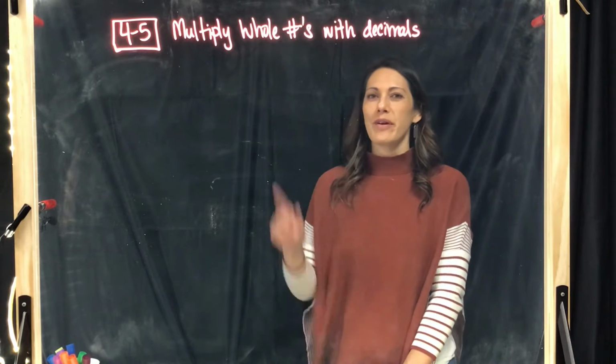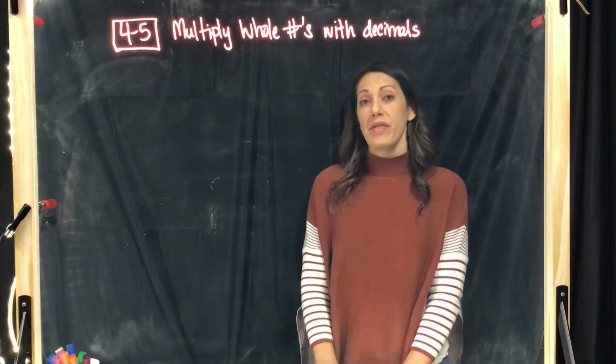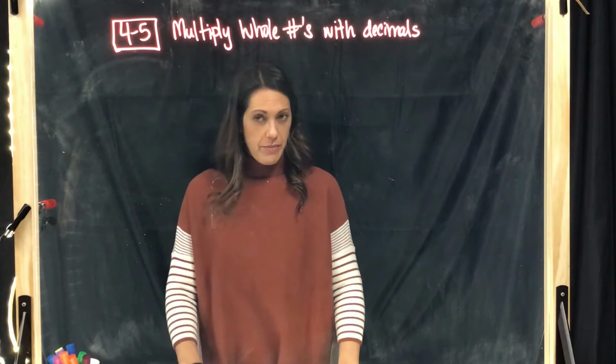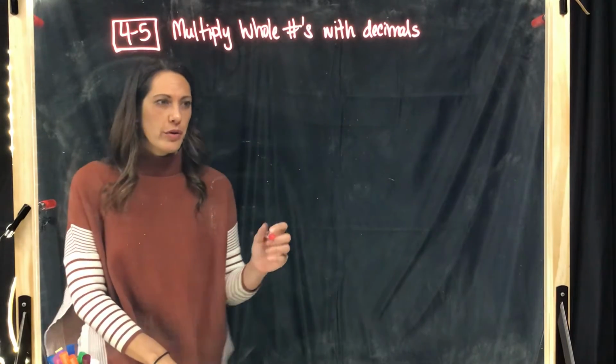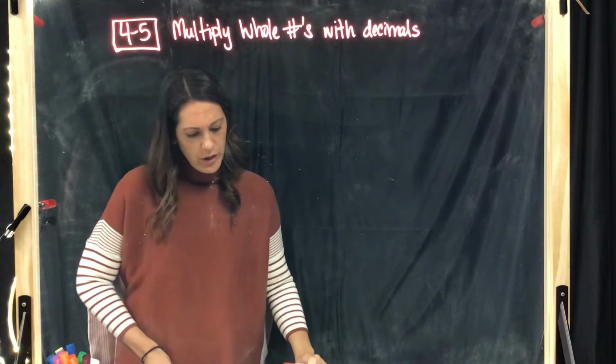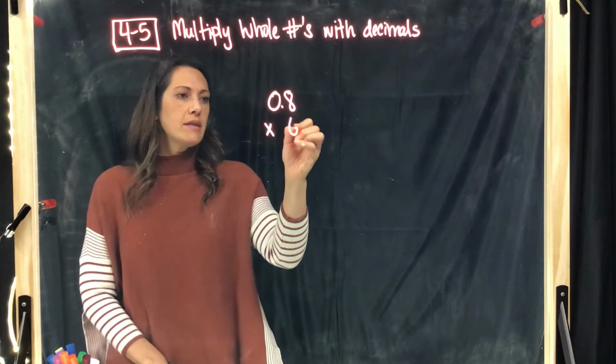Hello students, we are on 4-5. We're going to practice multiplying whole numbers with the decimal. After you go through the pages, the trick that I want to show you is I'm going to take the first problem on page 133, which is 0.8 times 6.